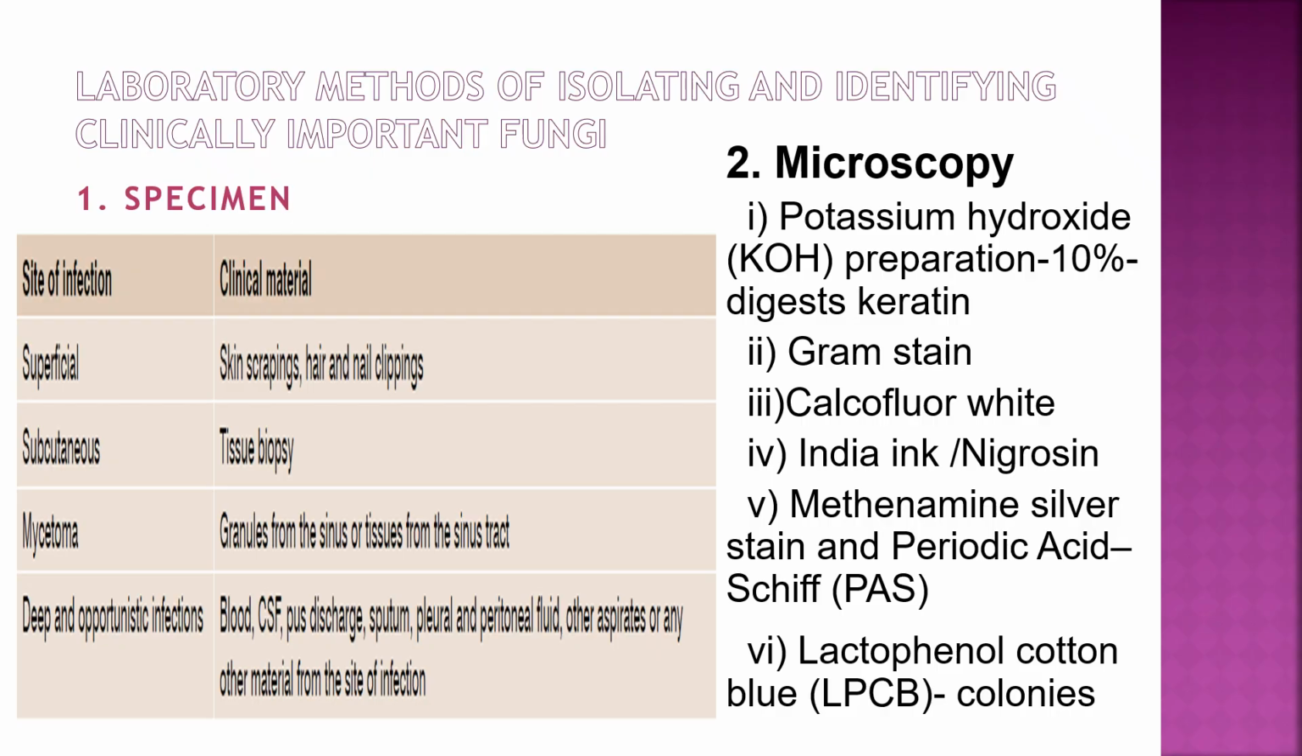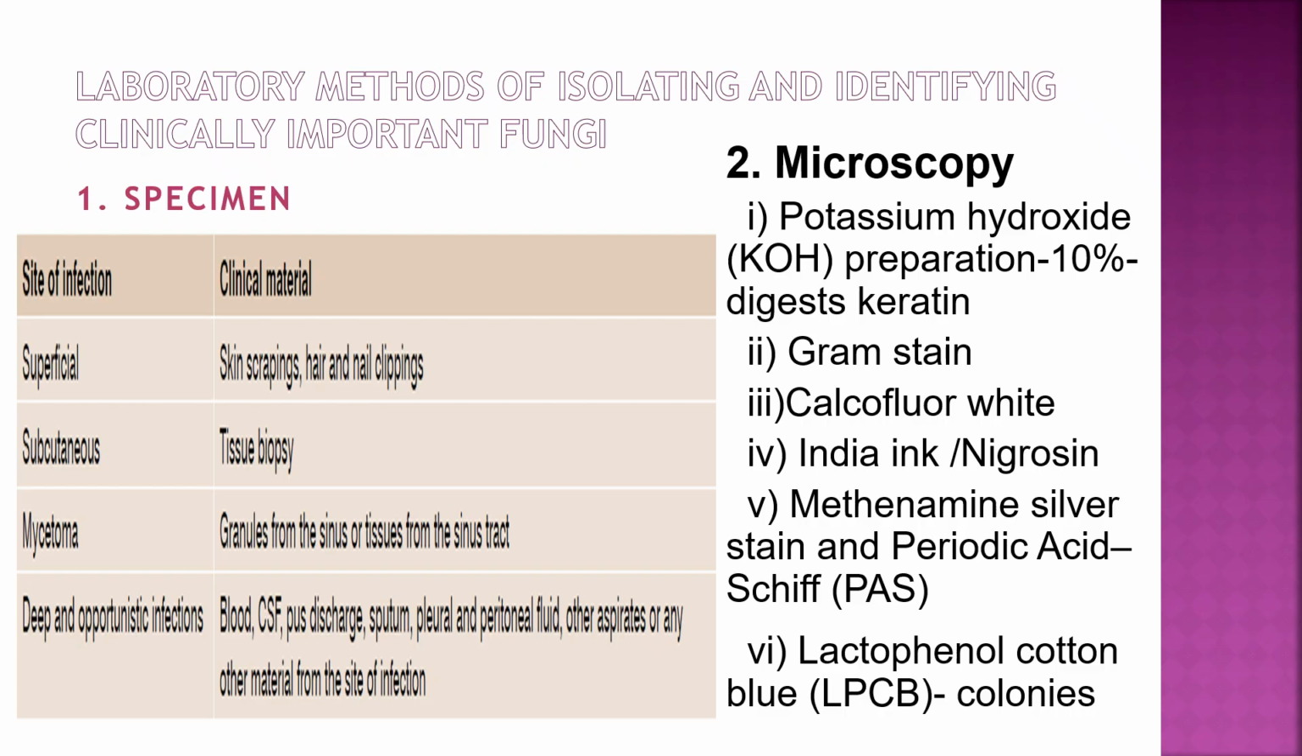Microscopy is the second step. The potassium hydroxide preparation, 10%, digests keratin, so a KOH wet mount can be done for demonstration of fungi. Second, Gram staining. In that, Gram-positive yeast cells can be seen, for example, Candida, which appears as cauliflower white colonies.